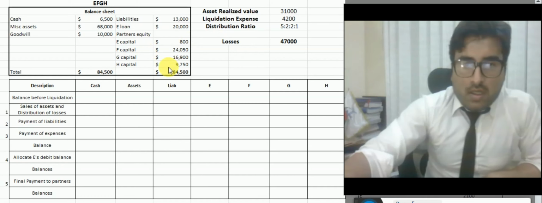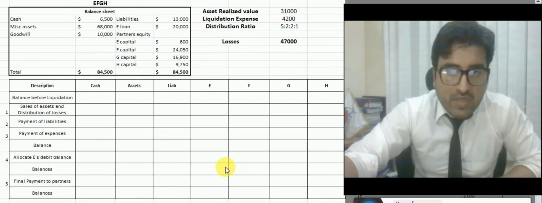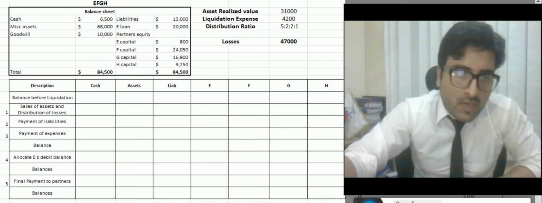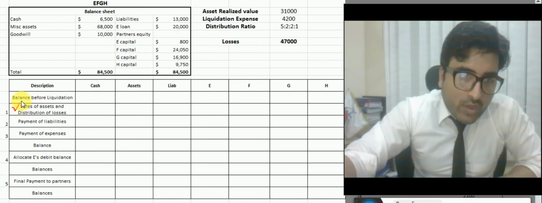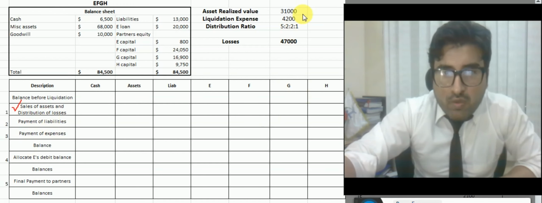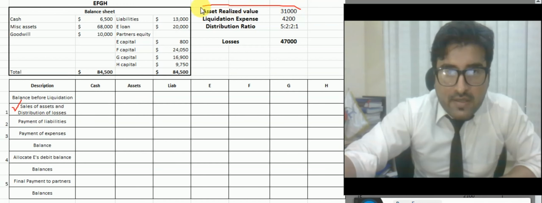So now, what are the steps? We have 5 steps. Look here. This is step number 1: sale of assets and distribution of losses. Before we start, we must have this data with us.